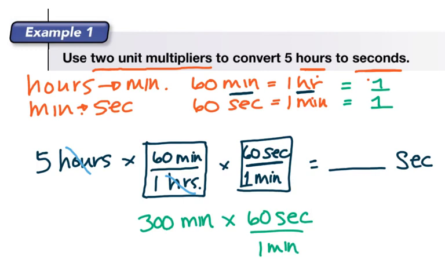Now we can cross out these minutes. 300 minutes times 60 seconds over 1 minute. Let's cross that out. 300 times 60. Well, 3 times 6 is 18, and we have 1, 2, 3 zeros. So our final answer is 18,000 seconds.